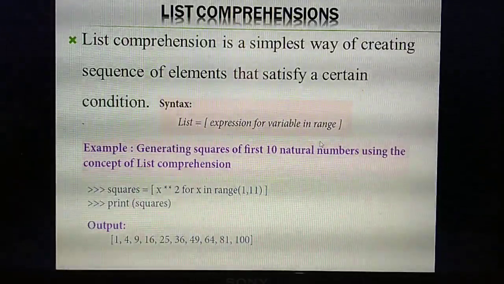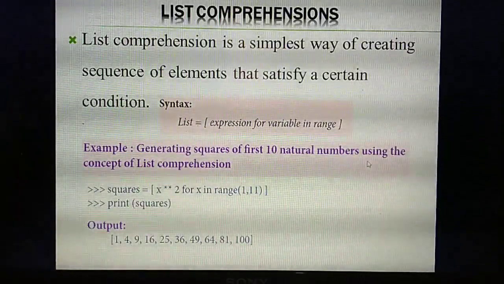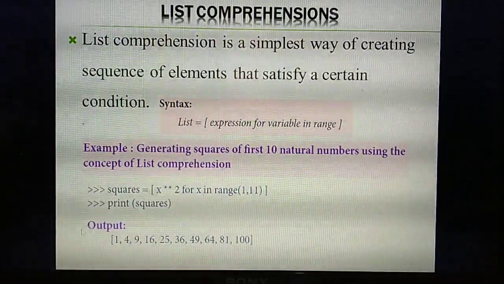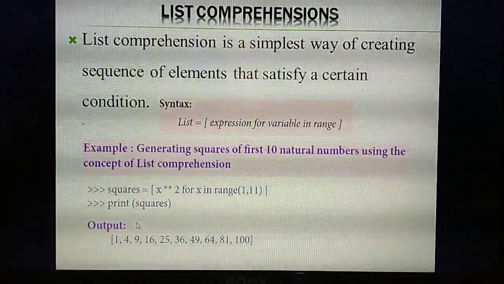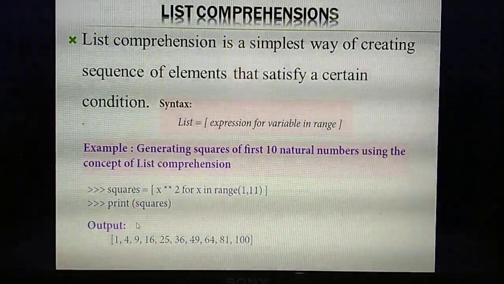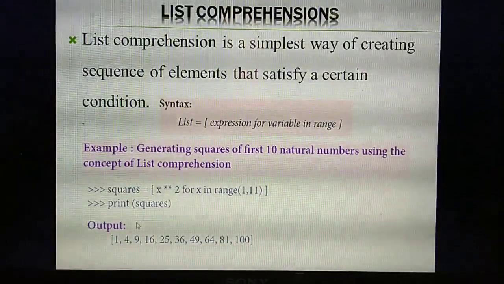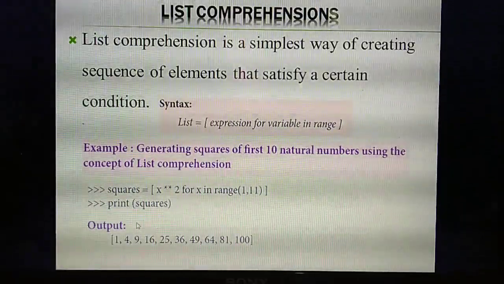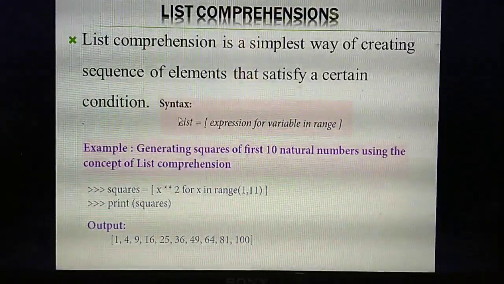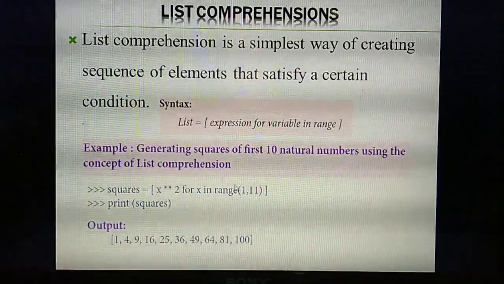Okay. So see this example. The same example we studied last time, they have given in a single step. The last program we studied in 5 or 6 lines, isn't it? The same thing you are going to give in a single step. So what's the syntax? For squaring of the first 10 natural numbers using list comprehension.